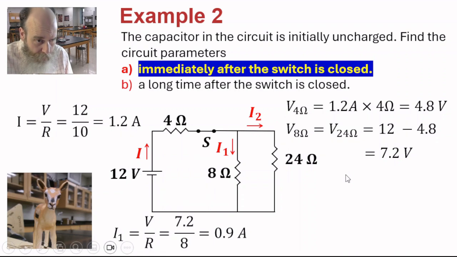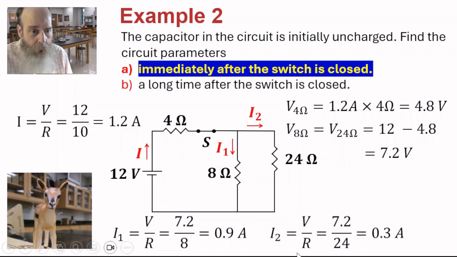The current I1 through the 8 ohm resistor, applying Ohm's law, V over R, 7.2 volts over 8 ohms gives us 0.9 amps. The current I2 through the 24 ohm resistor, applying Ohm's law, 7.2 volts over 24 ohms equals 0.3 amps. Note that the sum of I1 plus I2, 0.9 plus 0.3, equals a current of 1.2 amps going into this junction, as we expect.